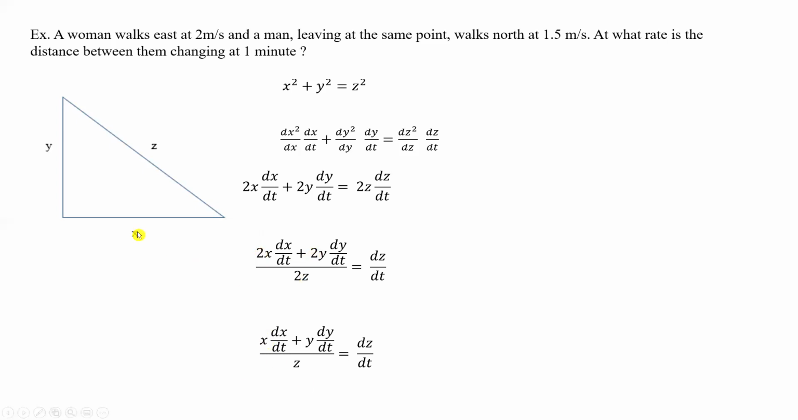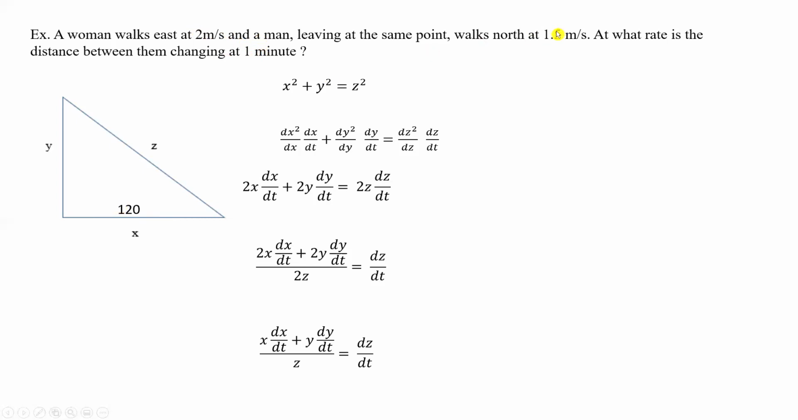X is the distance the woman walked. She was going 2 meters a second, and she went for 1 minute. Watch the units: minutes, seconds. So 1 minute is 60 seconds. So in 60 seconds, going 2 meters every second, she'd end up going 120 meters. 2 meters per second times 60 seconds, 120.